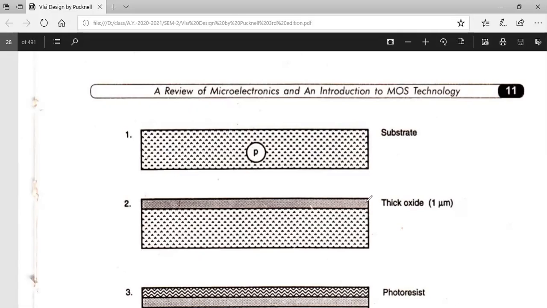What is this? It is SiO2, silicon subjected to the oxidation process becoming SiO2. This is called thick oxide, because its thickness is 1 micrometer. Generally, if it is 0.1 micrometer, it is called thin oxide.